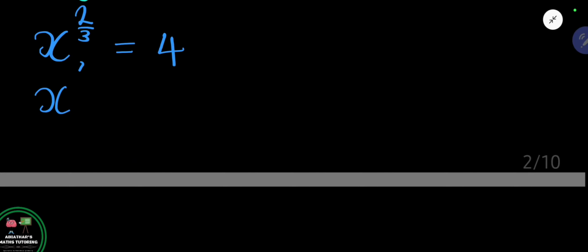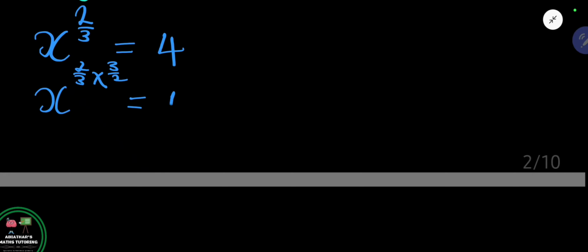Let's say that you have x exponent 2 over 3 is equal to 4. How is this different, guys, from the ones that we've been doing? Of course, the difference is this part. On the previous ones, we had our numerator being 1, and now it's 2. All of them were 1, but now it's 2. Then how do I approach this? Not a big deal. So I simply multiply by its reciprocal.